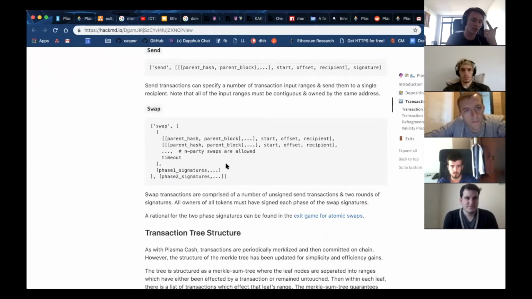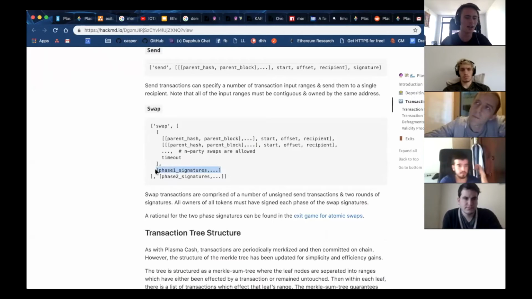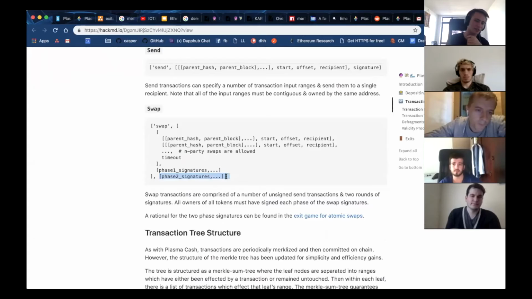Or there's another problem. We could allow any swap to force include. However, that means you can force people to send money with these swaps. So basically the first phase is signing, I am okay with this atomic swap. And the second phase is, this is actually happening and can be committed to the main chain. Hopefully that makes sense.